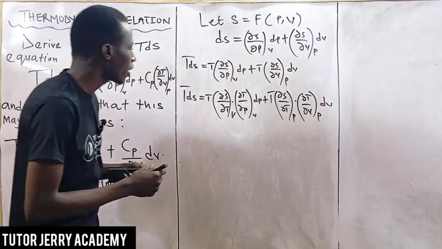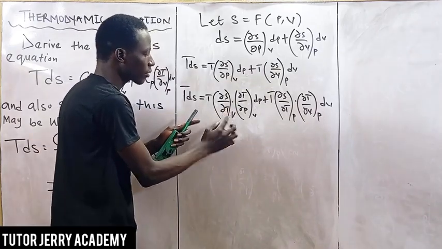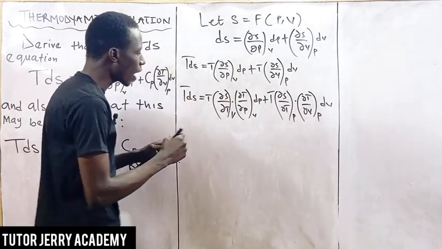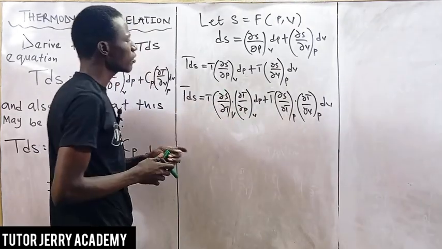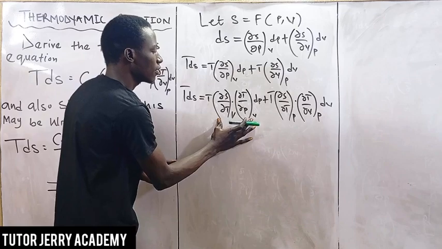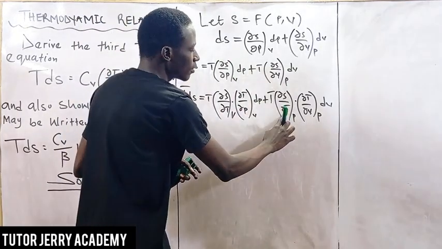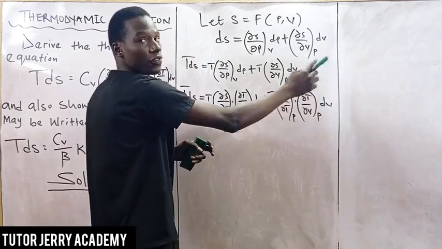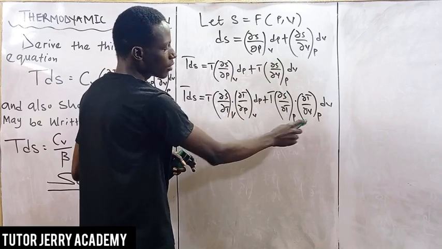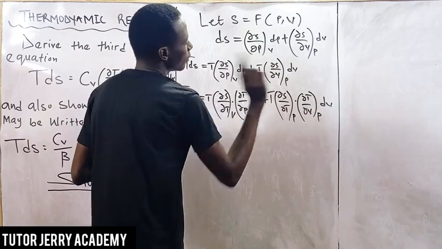What I've just done here is very simple. If I divide from here, you can see that the partial derivative of T can cancel out the partial derivative of T. I'll be left with this and this, which is equal to this. So we can say that this term that I've just expanded is equal to this. Similarly with this, the partial derivative of T and the partial derivative of T cancel out. I will be left with the partial derivative of S, which is this, over the partial derivative of V, keeping P constant.